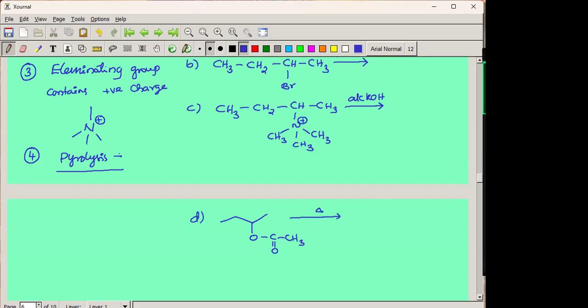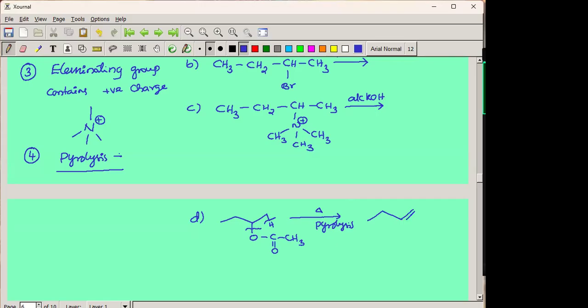Upon heating. So what happened? So this is considered as a pyrolysis reaction. Pyrolysis. So what happened? This will be broken up. So ఇక్కడ హైడ్రోజన్ ఉంటుంది, ఆ హైడ్రోజన్ బ్రేక్ అవుతుంది, ఇది యాసిడ్ గా బయటకు వచ్చేస్తుంది. సో ద ఫార్మ్డ్ ప్రోడక్ట్ ఈస్ హాఫ్మెన్ ప్రోడక్ట్.